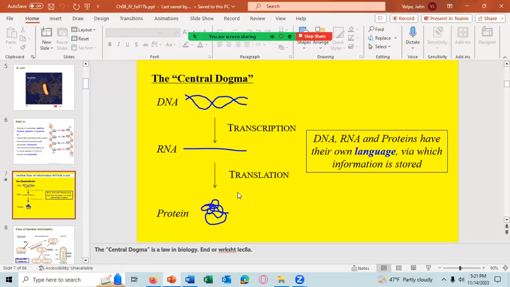Each of them, the DNA, the RNA, and the proteins, have their own language, which they store the information in. And we'll talk a little bit more about that. Any questions about the central dogma?